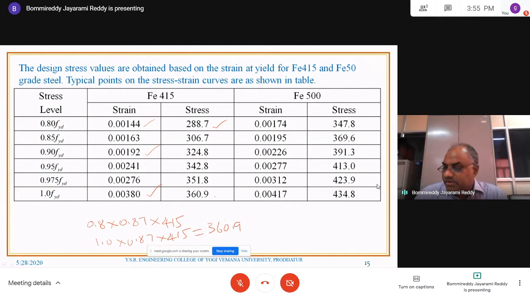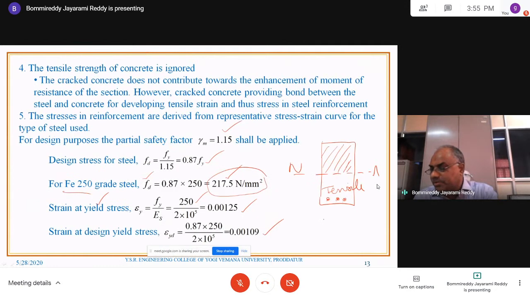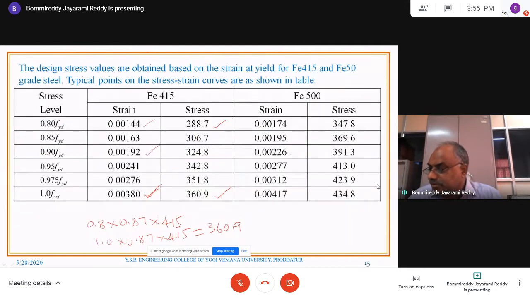So this is the design value corresponding to the strain 0.00380. And for all lower strain values, you cannot consider the full value of stress. It will be some reduced magnitude of the stress. Similarly, the same type of calculations apply for Fe 500 grade steel also. For example, for 0.9 times FYD, 0.9 times 0.87 into 500, the strain is 226. You can look at it here in the table. Accordingly, the stress values follow.